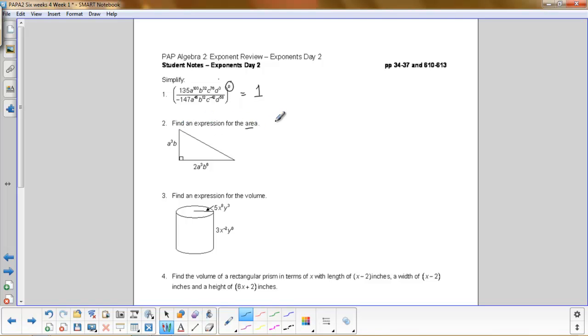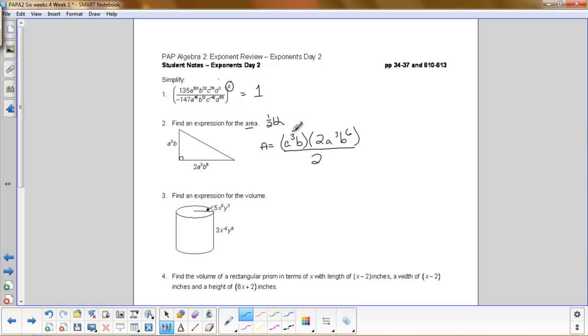The expression for the area is 1/2 base times height, or if you so desire, base times height divided by 2. Area equals a to the third b times 2a to the third b to the sixth times 1/2, or divided by 2.